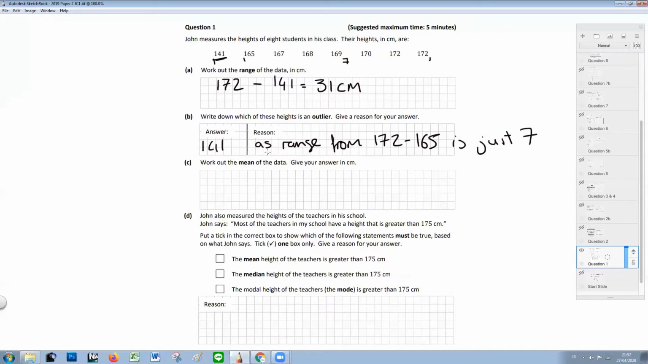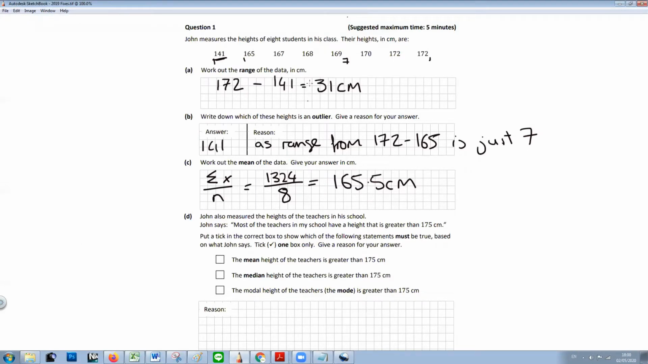Work out the mean of the data. The mean is the sum of the numbers divided by the amount of numbers. So we can say the sum of x divided by n. In this instance, it's 172 plus 172 plus 170 plus 169, etc., all the way down to 141. When you put it into a calculator, that is 1324, divided by 8, because you have 8 of them, so the n value is 8. In total, the mean is going to be 165.5 centimeters. And that's all you have to do for that one. So now you've found the mean of the data.